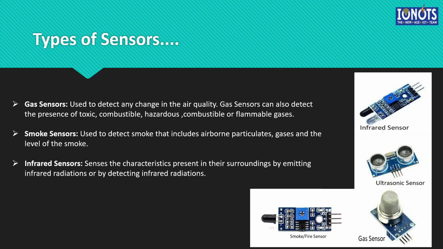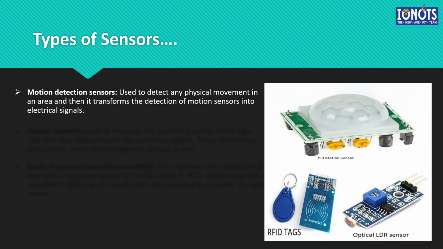Then there is another category of sensors known as the motion detection sensors. Now, a motion detection sensor is an electronic device which is basically used to detect any physical movement in an area, and then it transforms the detection of motion into electrical signals.